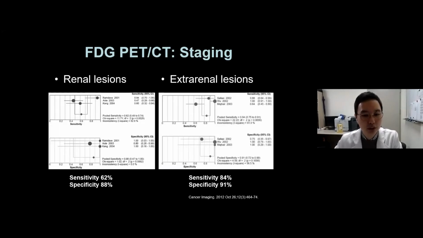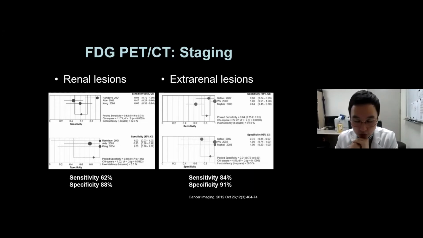Okay, so using FDG PET-CT, the detection of the RCC primary lesion is actually quite limited, because the FDG itself is excreted through the urinary tract and passes through the kidney. So characterizing the tumor inside the renal cortex or renal parenchyma might be quite limited.